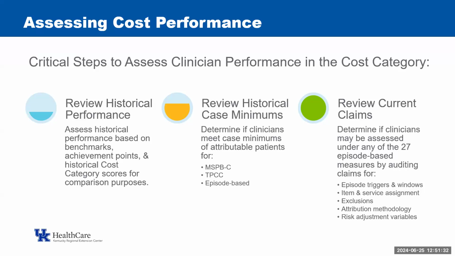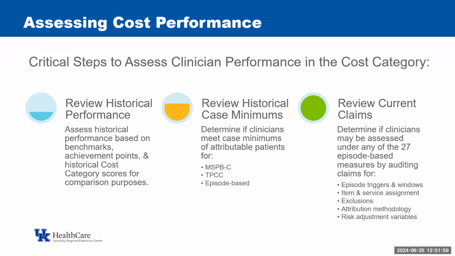You want to look at your historical case minimums. If you can look at what you've billed for, looking at those trigger codes around these measures, that can help you determine if some of these measures are going to be applied to you if you don't have historical performance. And you're going to want to look at that around those three major types of measures: episode, total per capita, and Medicare spending. Again, you're going to want to look at those different claims.